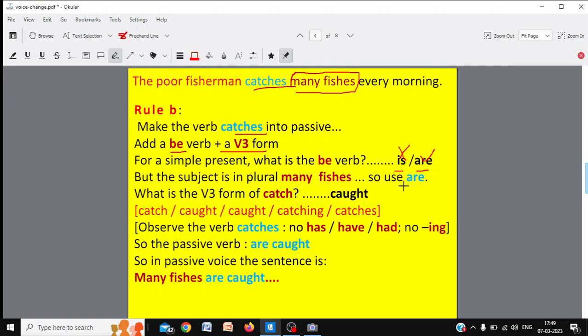So many fishes are. And the V3 form of the verb catches is caught. Catch, caught, caught, catching, catches. So the V3 form is caught, and the be verb is are, so we get are caught. So what are we having? Many fishes, that is where we began the sentence. When it is passive, the be verb is are and the V3 form is caught. So, many fishes are caught.